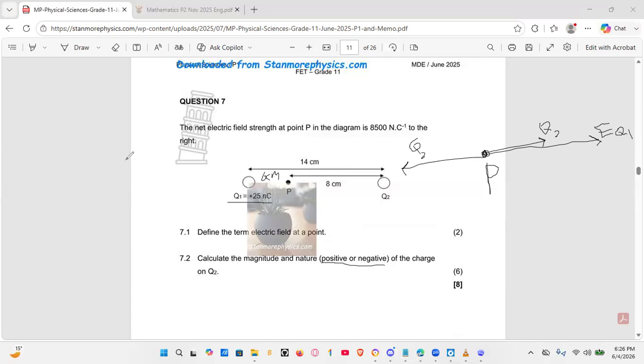So we'll say 8,500 equals the first one. If we write it, it'll be K, then Q. So nano, so micro is 9.